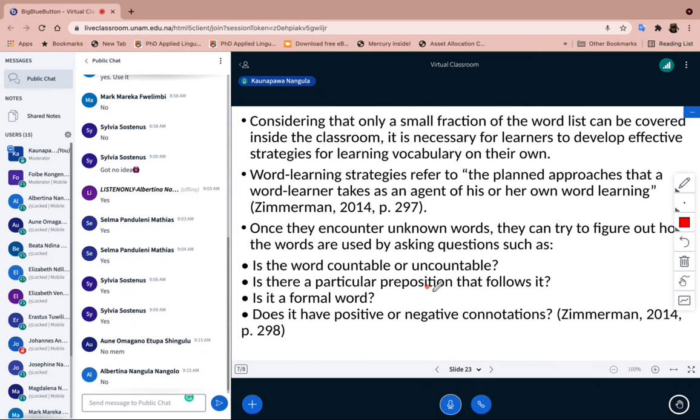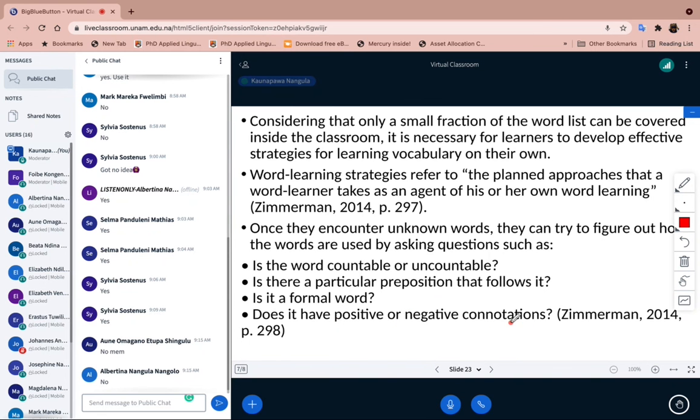All right. And then once they encounter unknown words, they can try to figure out how the word is used by asking questions such as, is the word countable or uncountable? Is there a particular preposition that follows it? All right. Is it a formal or an informal word? Does it have a positive or a negative connotation? You understand connotation, right? By now. Connotation? Yes or no? Does it have a positive or a negative connotation?